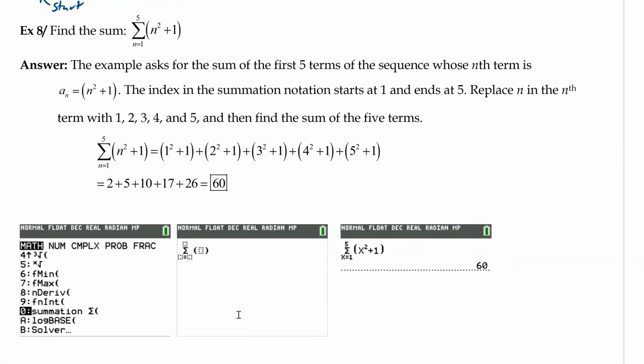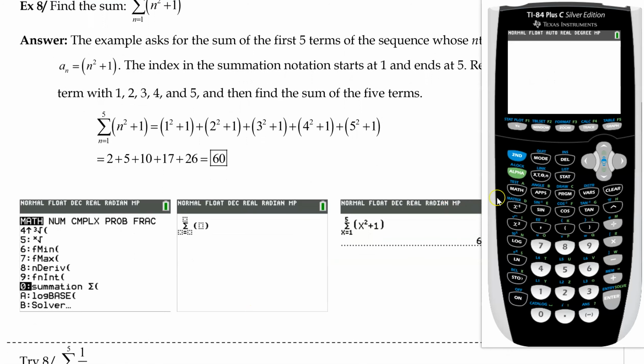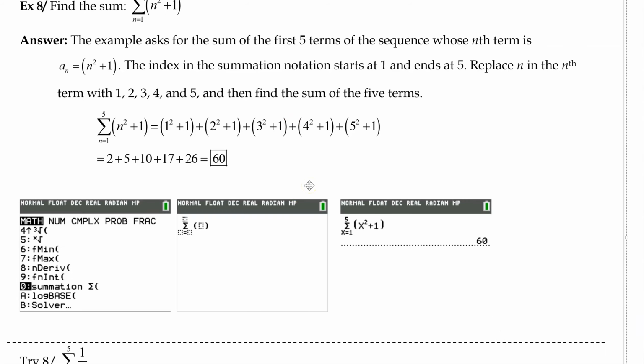And you can also do this in our calculator. So if you hit math, you can scroll up and you'll see summation, so scroll to that. Or you can just hit 0 and it brings up our sigma notation. So you just need a variable, so we can use x or whatever letter you have here. And we're going from 1 to 5, and then you enter the general term. So n squared plus 1, and you hit enter, and there you go, it's 60. So you can check every single answer using your calculator.